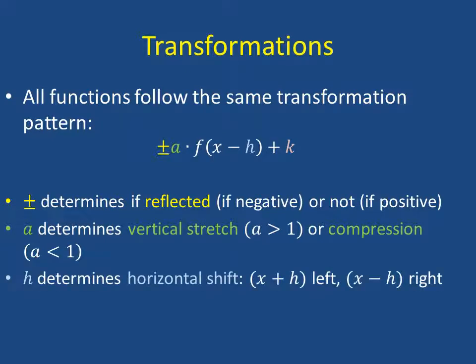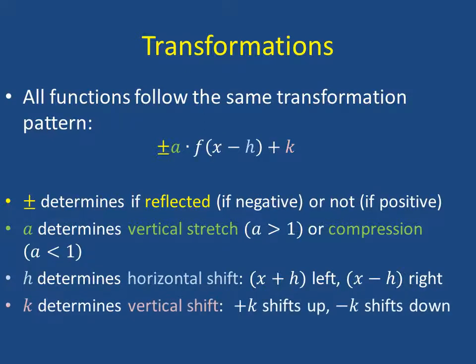H determines the horizontal shift. If we're using x plus h, we go to the left. If it's x minus h, we go to the right. K determines the vertical shift. Adding k to the whole thing shifts the graph up, and subtracting k shifts the graph down.